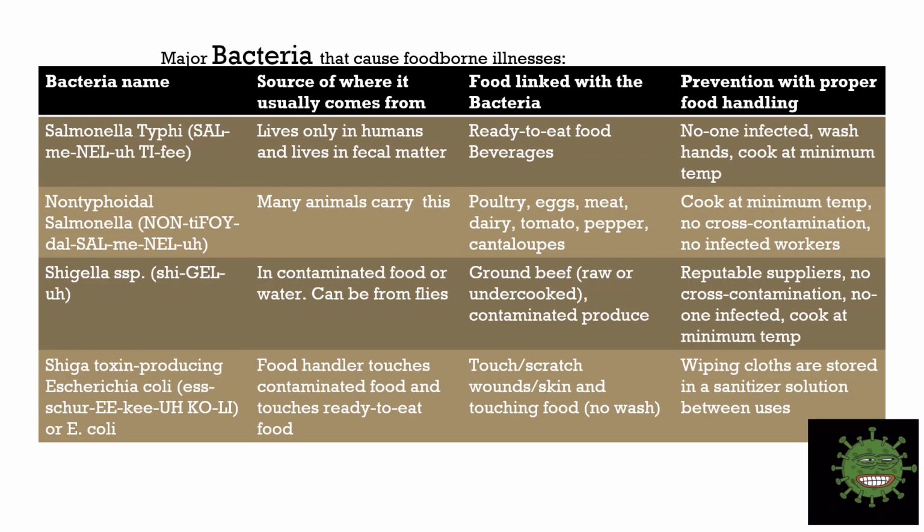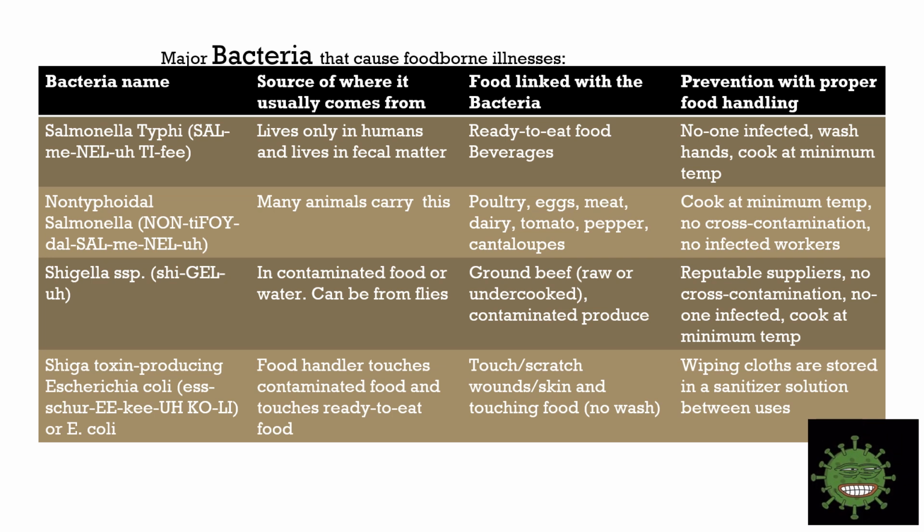Here we go. This is another loaded slide with a lot of content. I'm going to take it slow. Major bacteria that cause foodborne illnesses. We discussed the names of some of these bacteria and we'll review them more thoroughly here. So the bacteria names are Salmonella typhi, non-typhoidal Salmonella, Shigella spp., and Shiga toxin-producing E. coli.